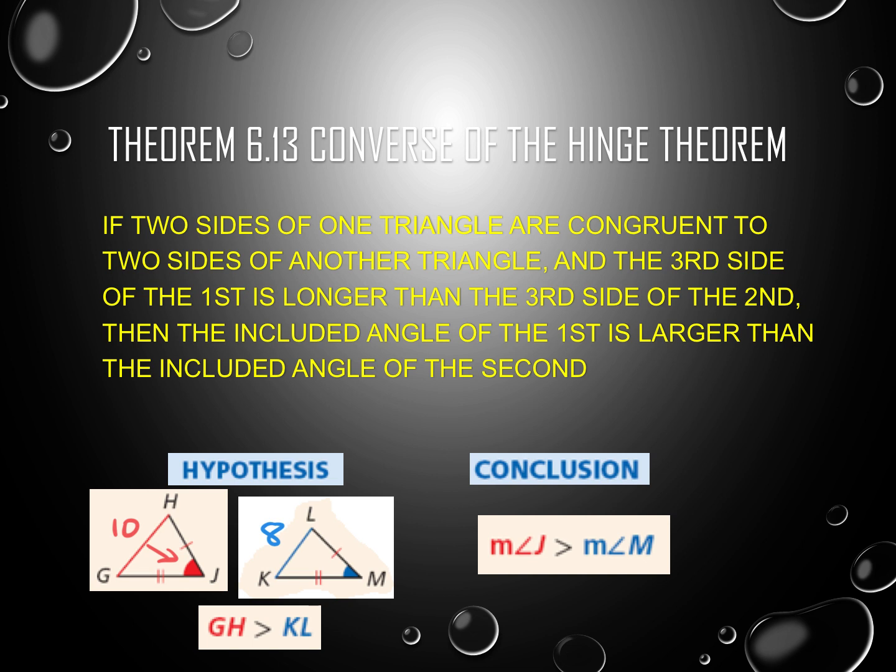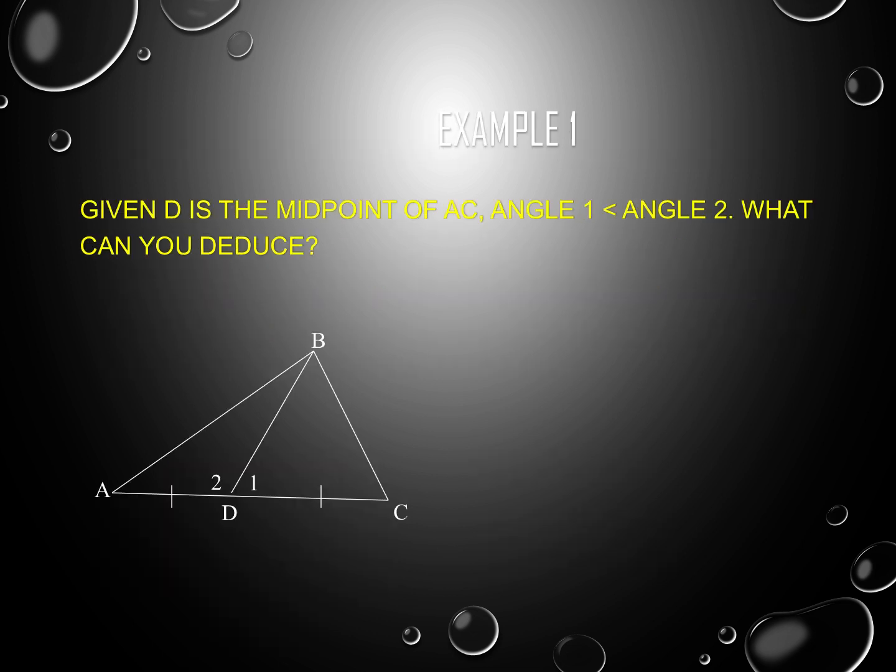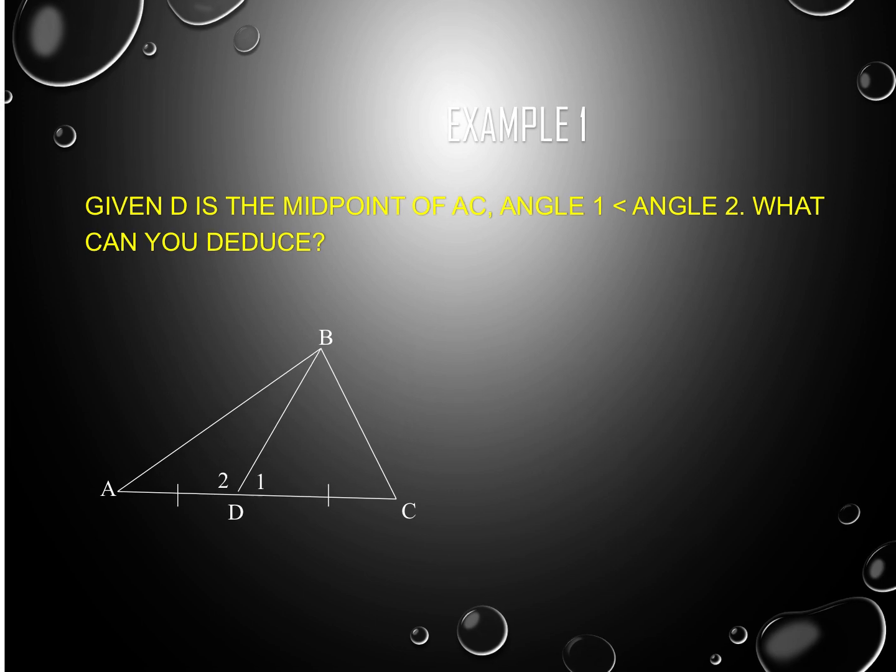So the first example, it says, given that D is the midpoint of AC and angle 1 is less than angle 2, what can you deduce? So in other words, they want to know which side is going to be bigger. Now, if it helps you to pull it apart so you can see it a little clearly, you can. Or we could just highlight over what we have here.